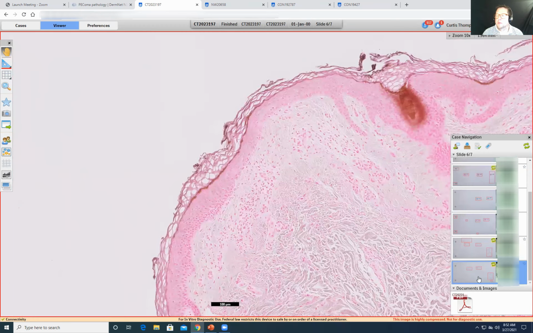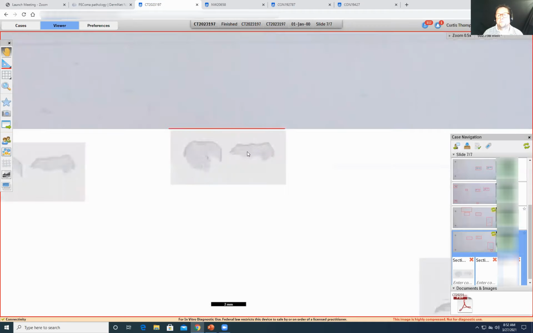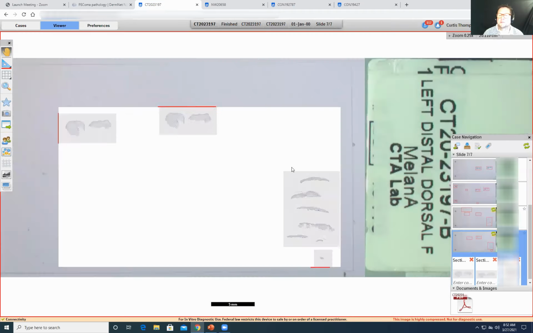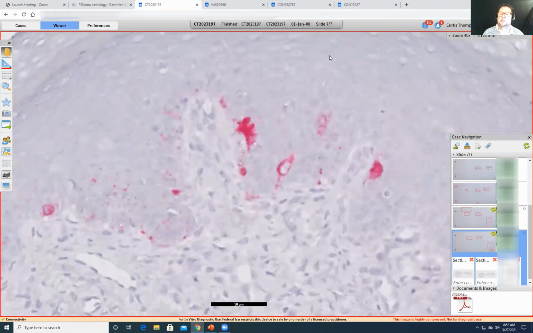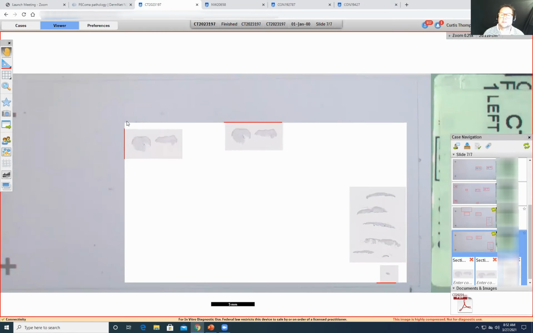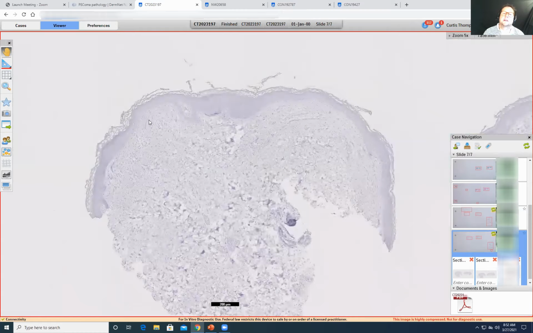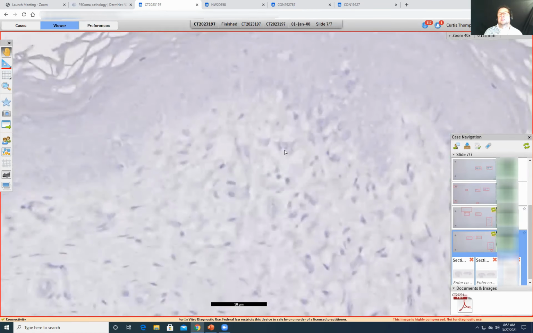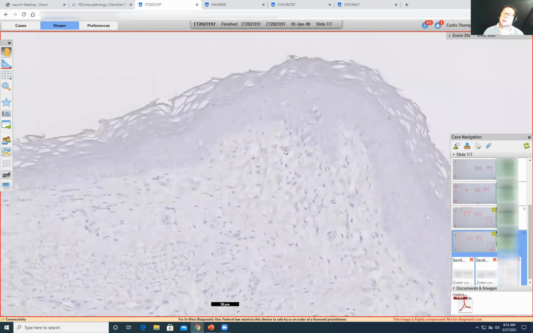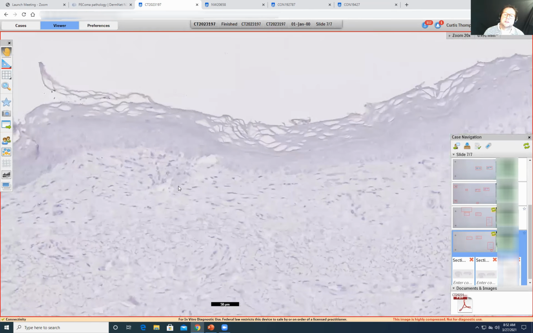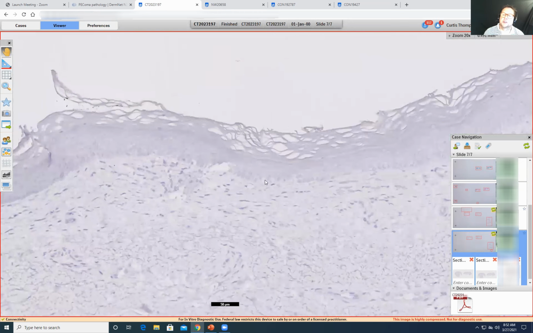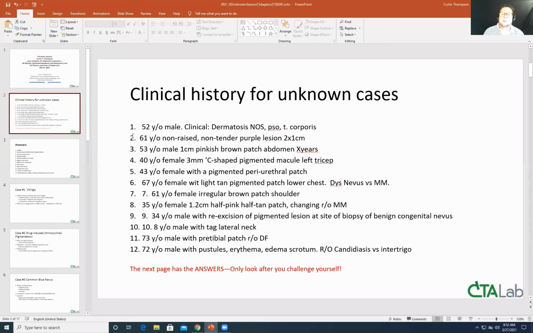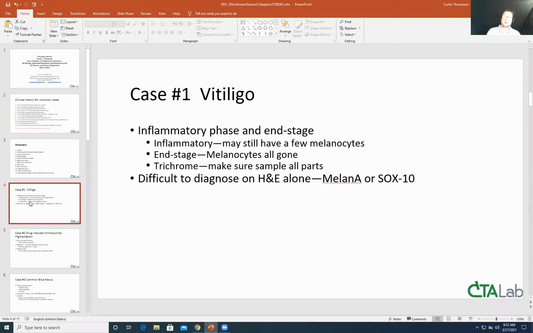And then when we go to a Melan A here, we see that there aren't any lymphocytes left, and we have a nice control here showing junctional melanocytes. And then nothing left here. So this is just a little bit of an inflammatory stage of vitiligo. And you can see that these cells that we saw on the H&E here are not melanocytes. So if we go back, what do you need to know about vitiligo?